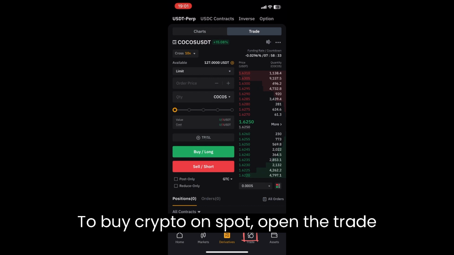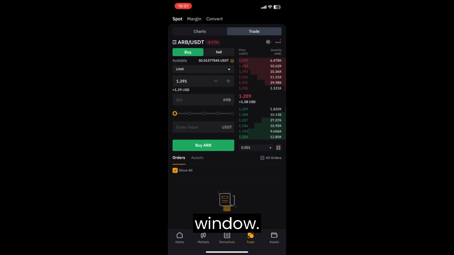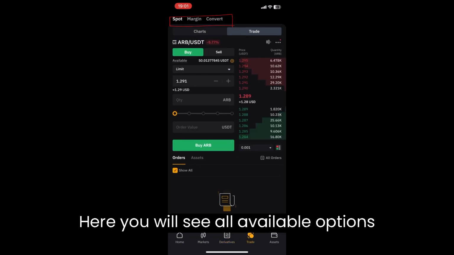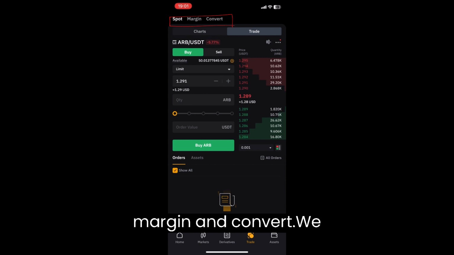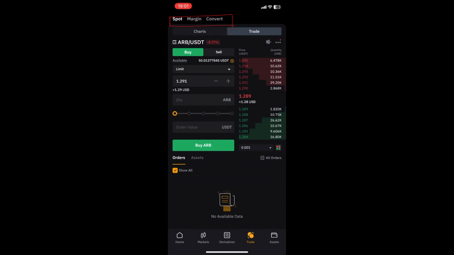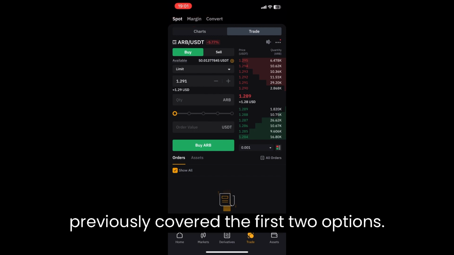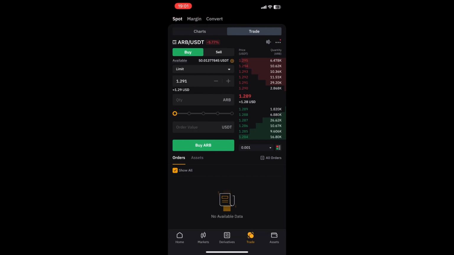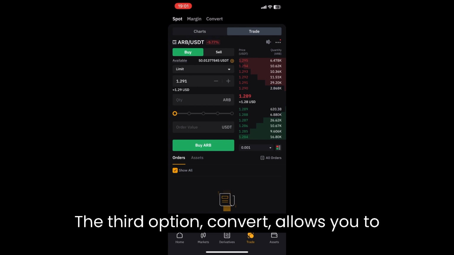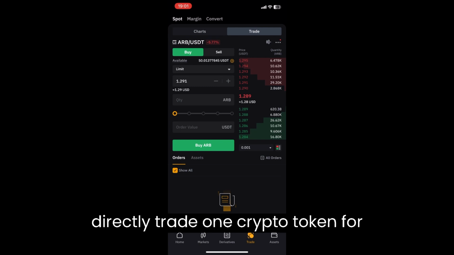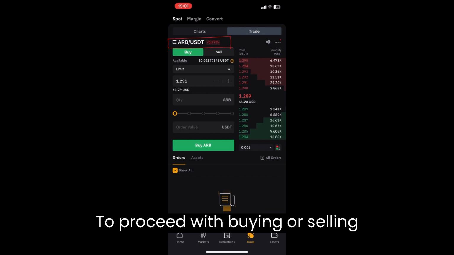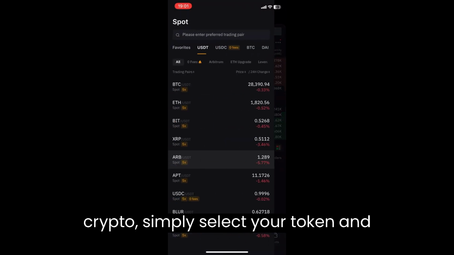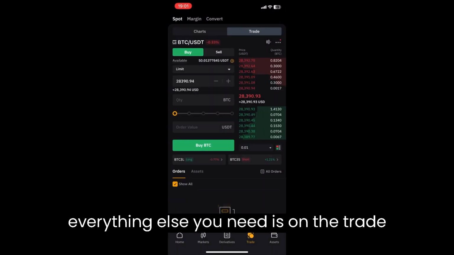To buy crypto on spot, open the trade window. Here you will see all available options to buy crypto tokens, such as spot, margin, and convert. We previously covered the first two options. The third option, convert, allows you to directly trade one crypto token for another. To proceed with buying or selling crypto, simply select your token and everything else you need is on the trade screen.